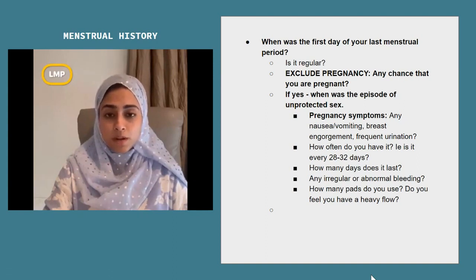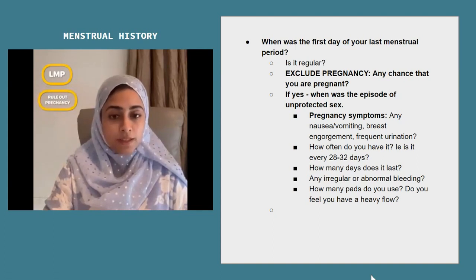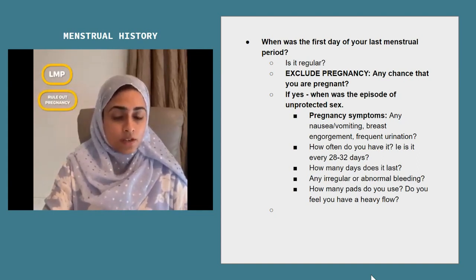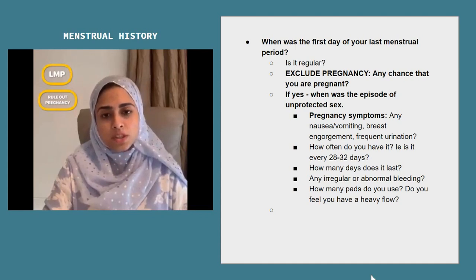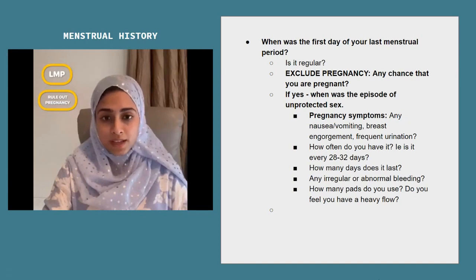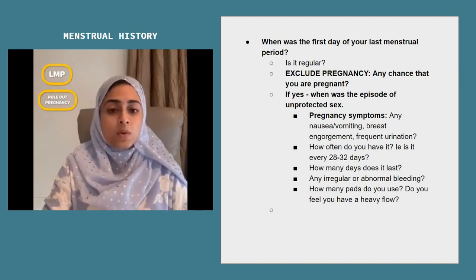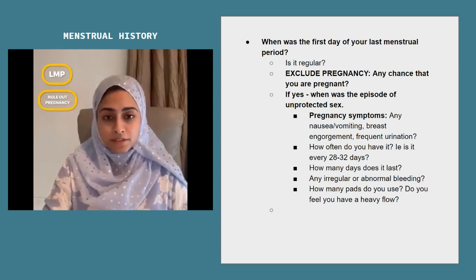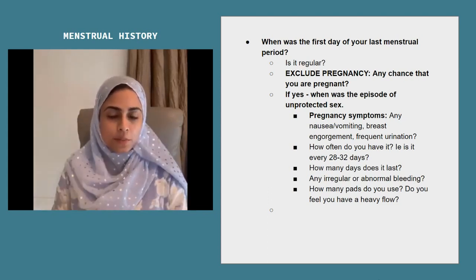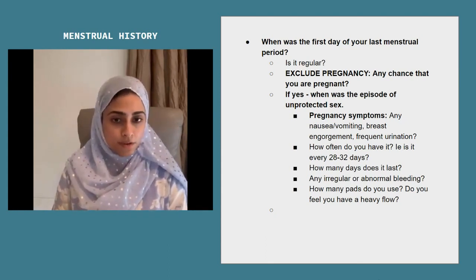And then you can ask about certain pregnancy symptoms. For example, do you feel any breast engorgement? Have you been going more frequently to the bathroom? Ask them more questions about their menstrual history. For example, how long does your cycle last? Is it every 28 to 32 days? Do you have any spotting in between your periods? How is your bleeding? If they have any heavy bleeding, ask them, how many pads do you use? And also ask whether there has been any pain during periods or not.